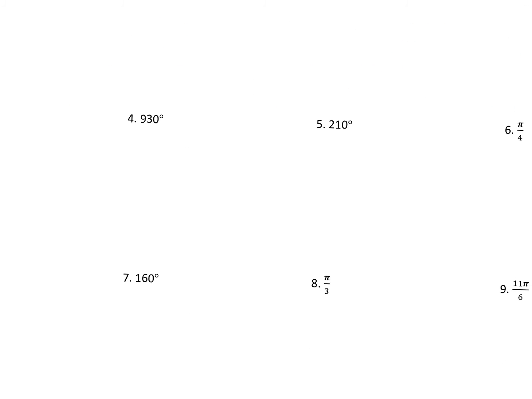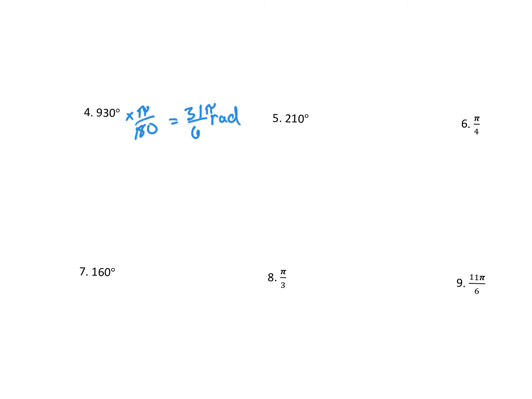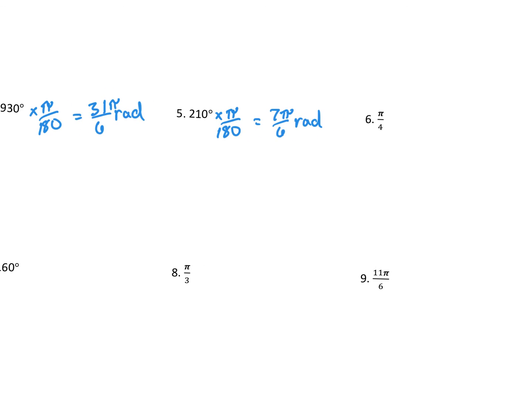Number 4, 930 degrees, times this by pi divided by 180. This gives me 930 ABC 180, which is 31 over 6 pi radians. There's always a pi in there. 210, I'm going to multiply this by pi divided by 180. 210 ABC 180 gives me 7 pi over 6 radians. Pi over 6, now I need to multiply by 180, divide that by pi. 180 divided by 4, that's 45 degrees.